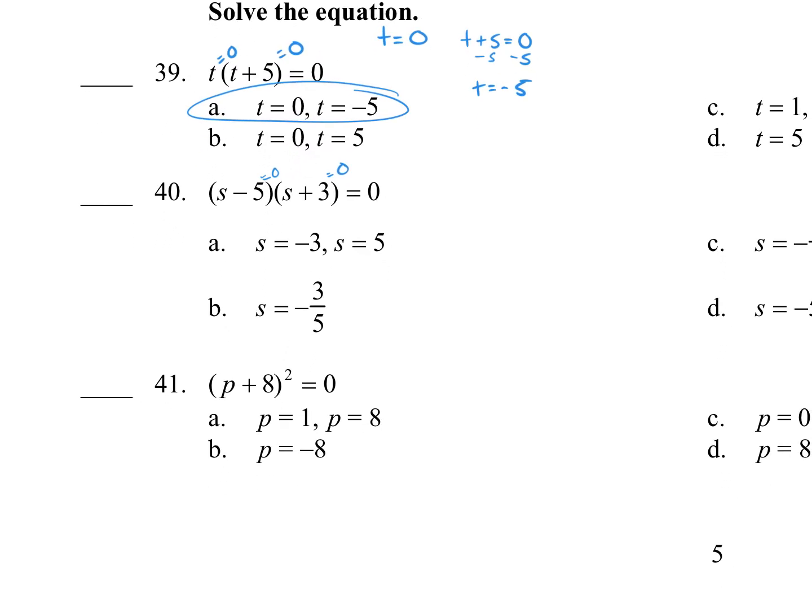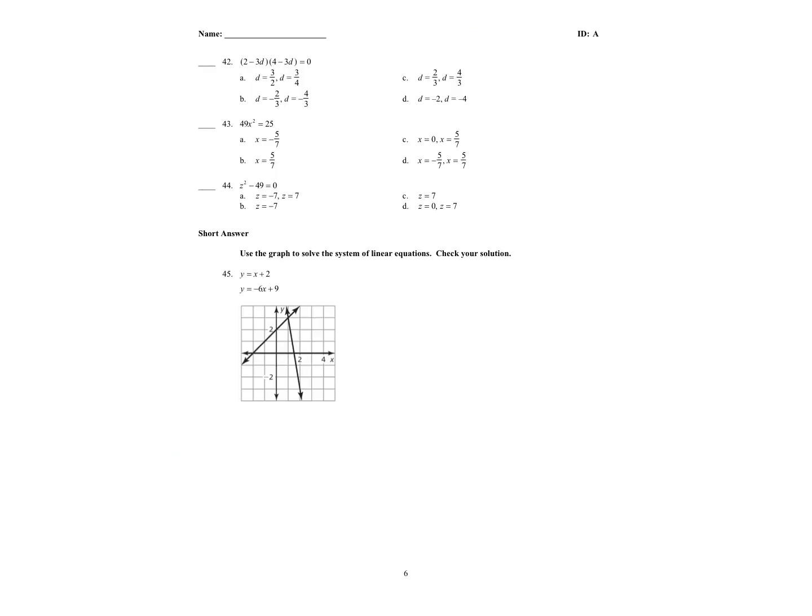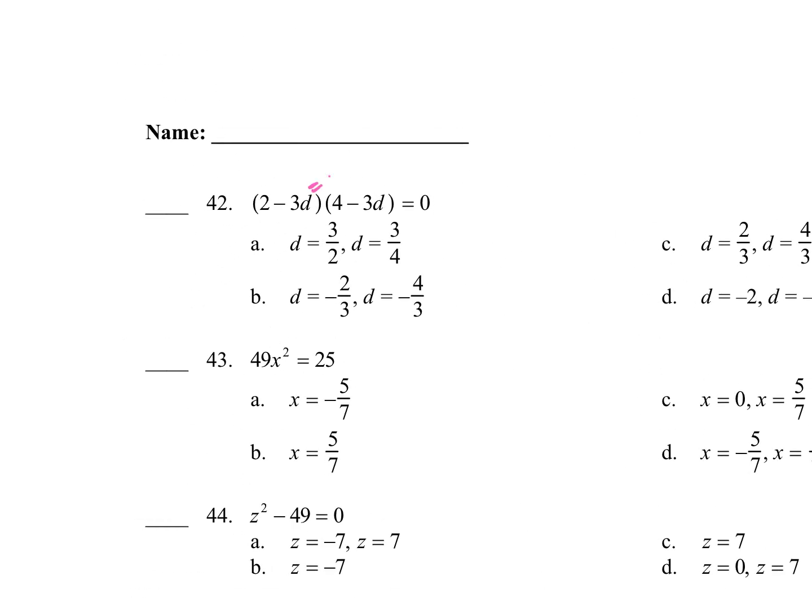For 41, we have to get rid of that squared, so we're going to square root both sides. So p plus 8 is equal to 0. Remember, when you take the square root of both sides, you need plus or minus, but here plus or minus 0 is still just 0. Then we'd subtract 8. P is equal to negative 8. On the next page, 42, set them both equal to 0.